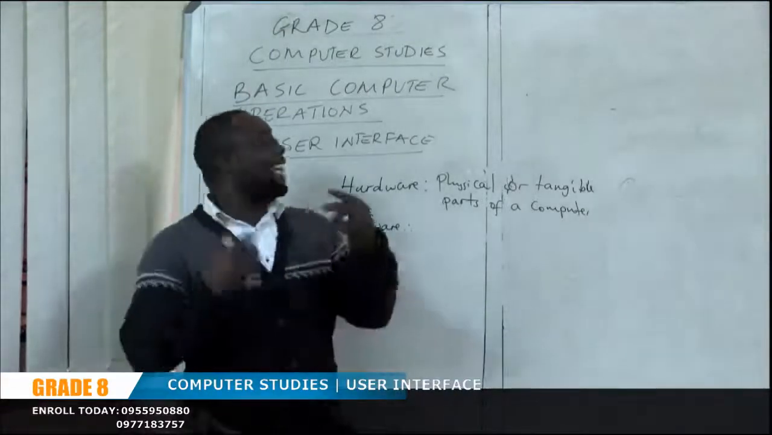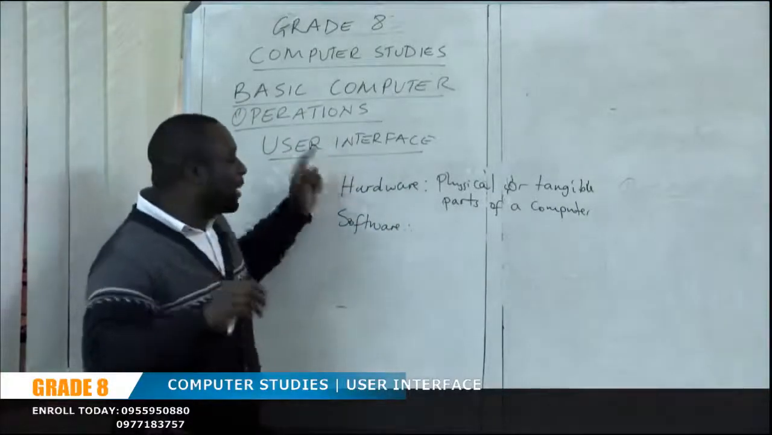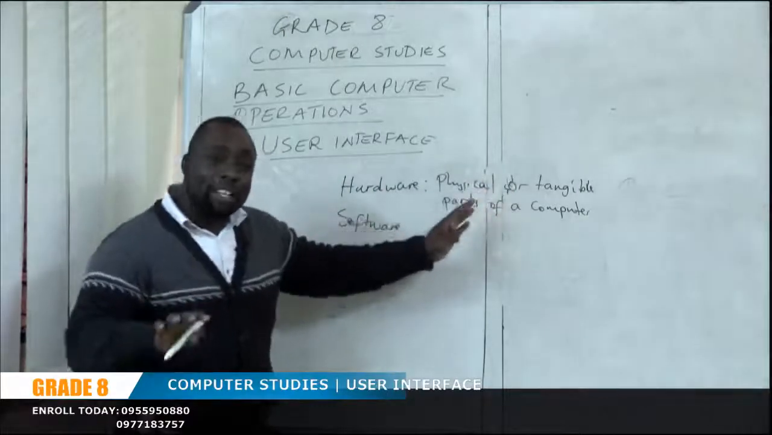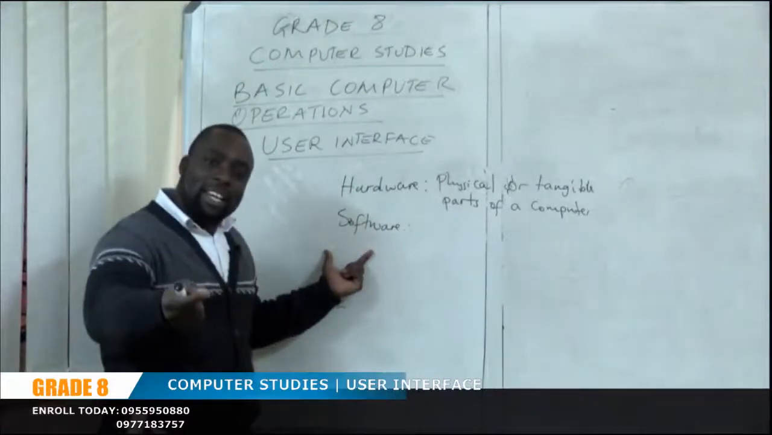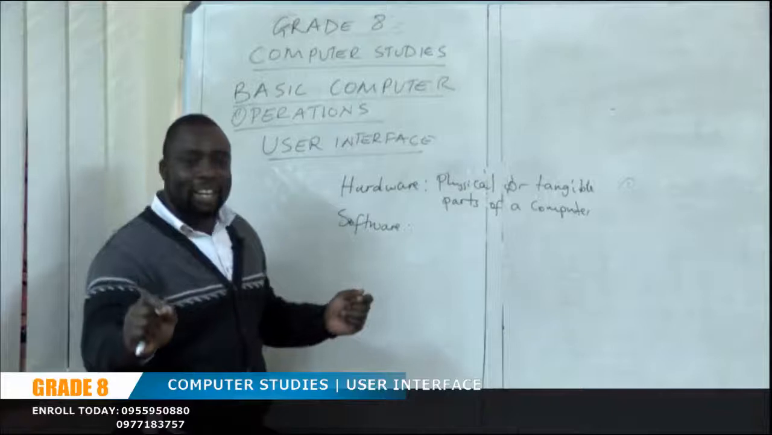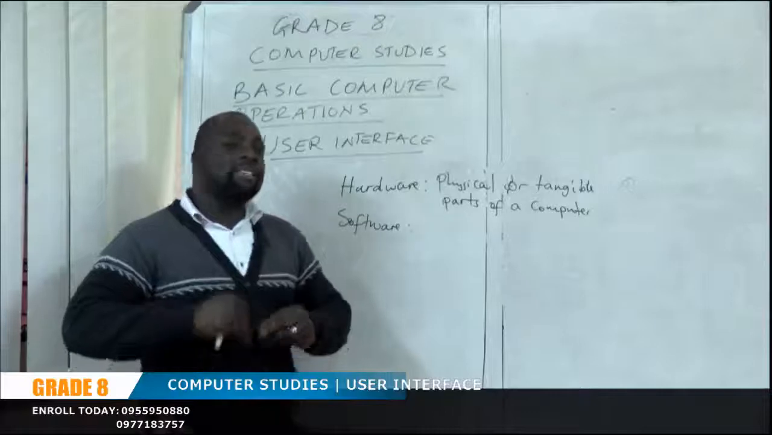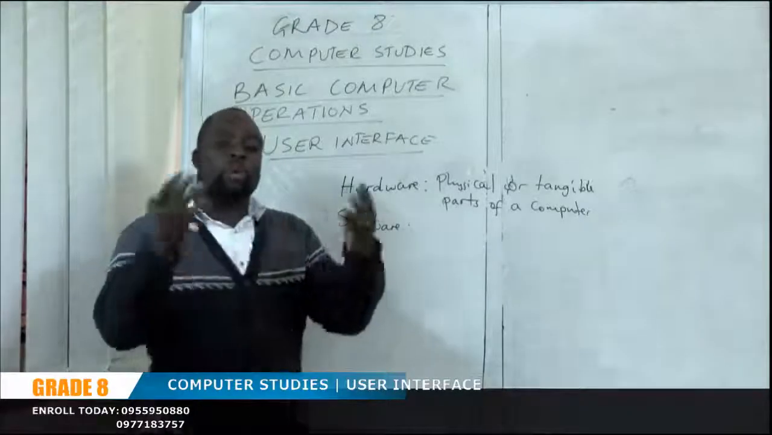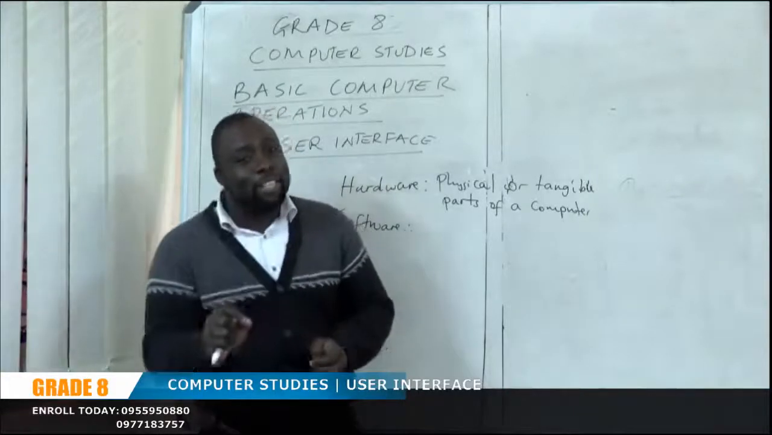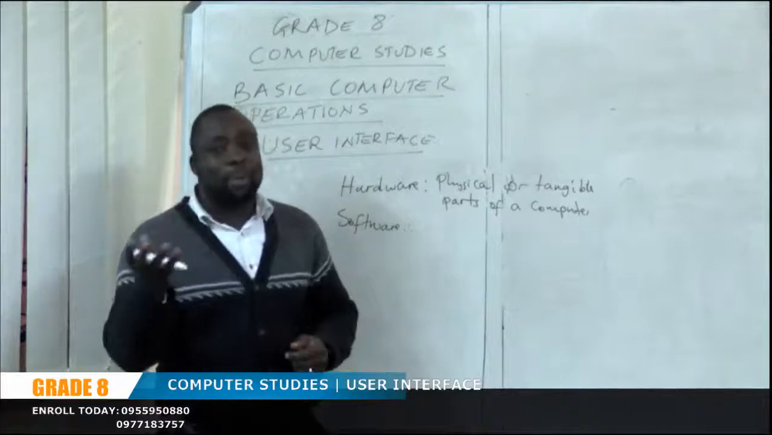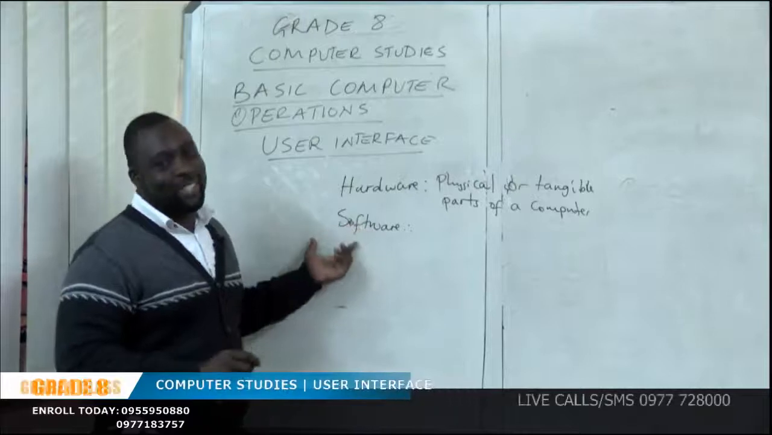So we are saying that a user interface is a combination of hardware, the physical or tangible parts of a computer, and software, the instructions that make a computer work. When all these are together, human beings can interact with a computer. Remember that a computer is a machine, so human beings can only talk to it using the hardware parts and the software.